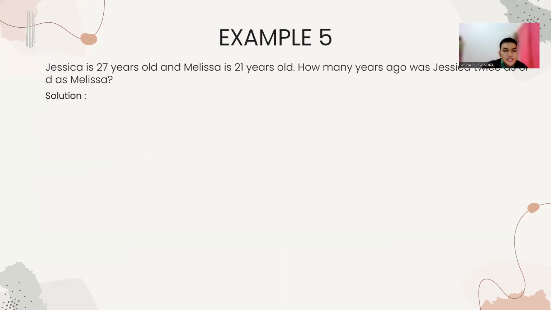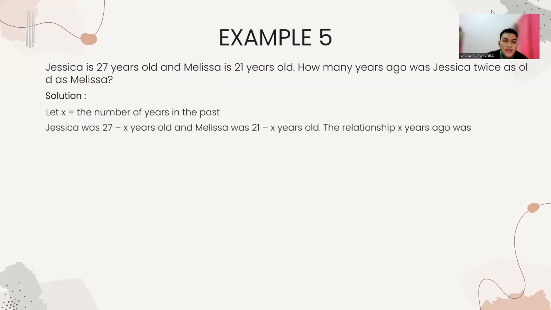Example 5. Jessica is 27 years old and Melissa is 21 years old. How many years ago was Jessica twice as old as Melissa? Let's say X equals the number of years in the past. Then Jessica was 27 minus X years old and Melissa was 21 minus X years old. The relationship X years ago was Jessica's age equals 2 times Melissa's age.